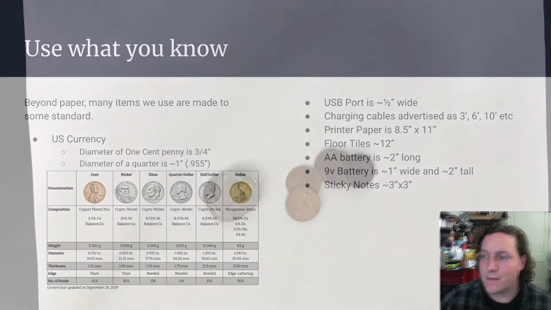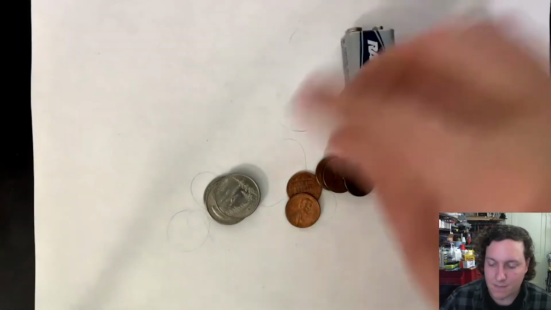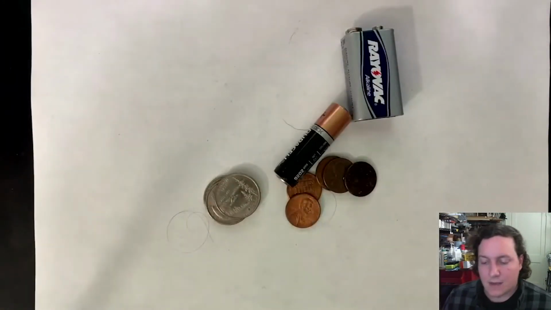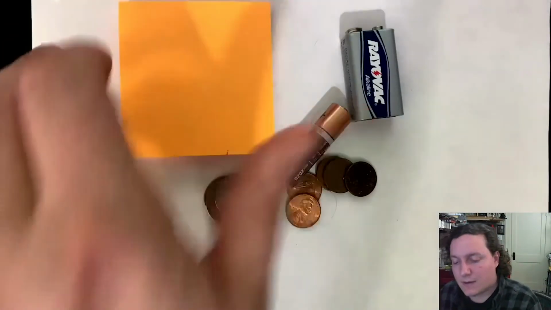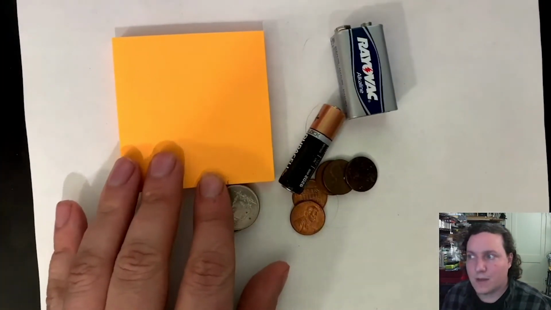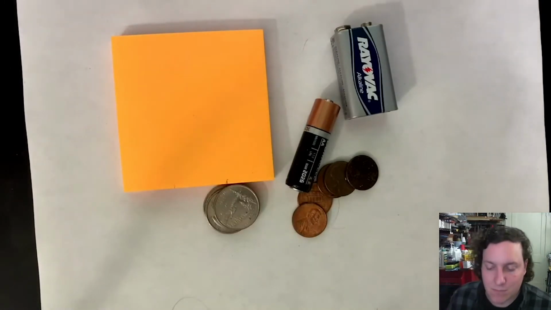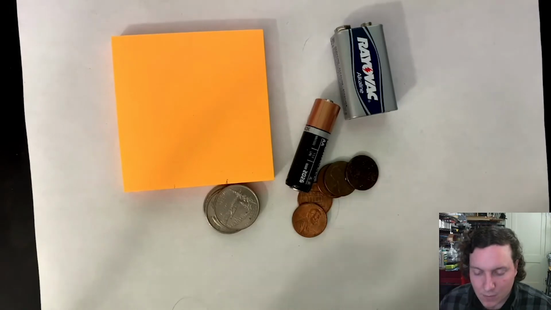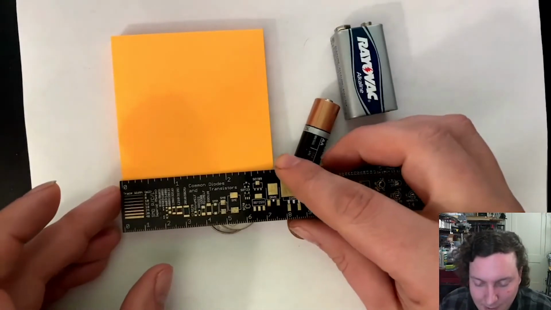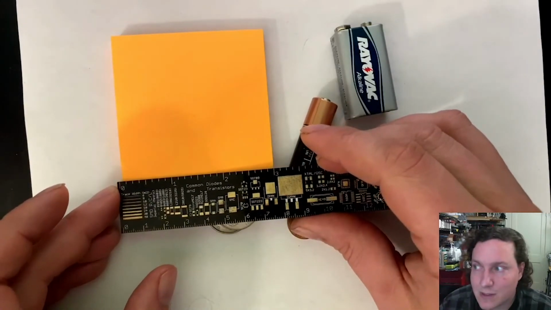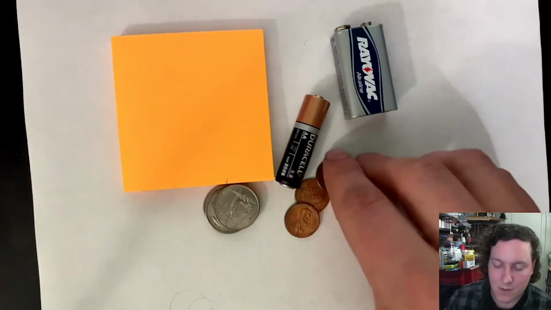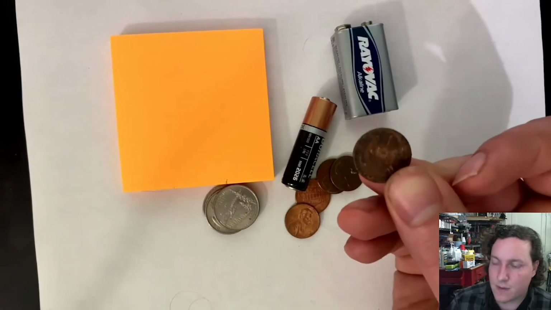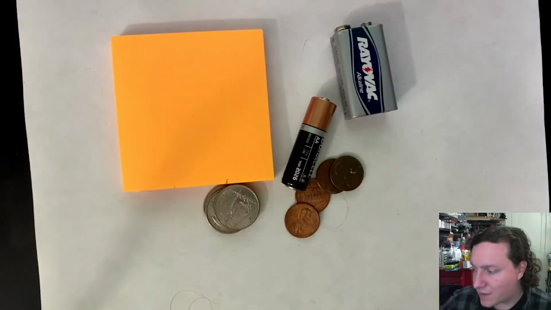We also have batteries that are built to some standard, and even something like Post-it notes. A lot of times we see Post-it notes, and those are supposed to be 3 inches by 3 inches. We take a ruler. Again, we can verify these as needed. We see 3 inches.